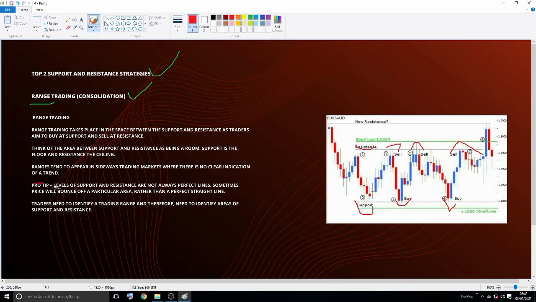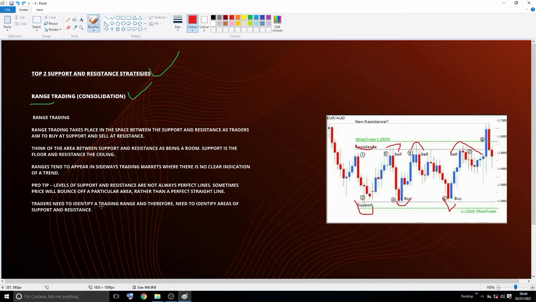So for the tip, levels of support and resistance are not always perfect lines. Sometimes price will bounce off of a particular area rather than a perfect straight line. Yes, the price won't always give you the resistance that you are looking for. Sometimes it will be moving in spikes. You will not see the clear picture of support and resistance. That's why I'm saying it's a bit tricky. Don't just go to the chart and start trading this.